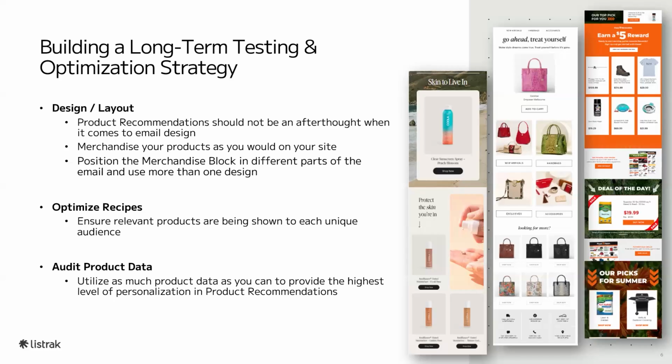And then deeper, looking at your product data again. So remembering what we said in the very beginning, the output of the merchandise blocks and the product recommendations is only as good as the data that's going in and the inputs that are informing those algorithms. So utilizing as much of your product data as you possibly can will help enrich the results and the output that your audience is seeing. So using things like brand, collection, category, subcategory, color, style, size, etc., helps you refine and personalize the product recommendations for each recipient.